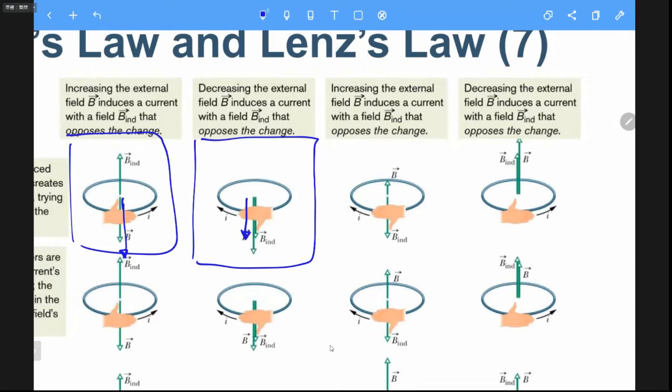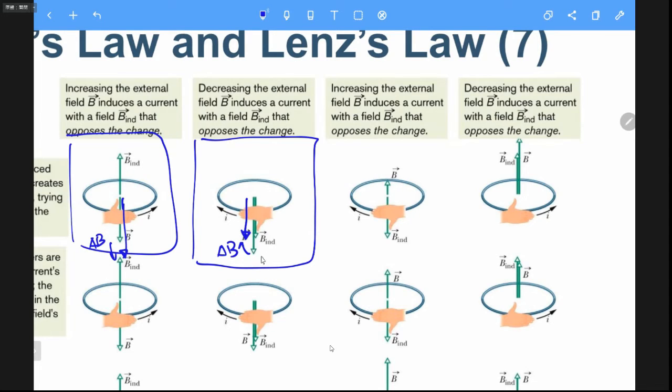So it's changed from the green one to the blue one. So this loop will try to generate a B field pointing downward to counteract this change, because this delta B is pointing upward. So this B induced will be pointing downward. For this one, delta B is pointing downward, so B induced will be pointing upward, like this.